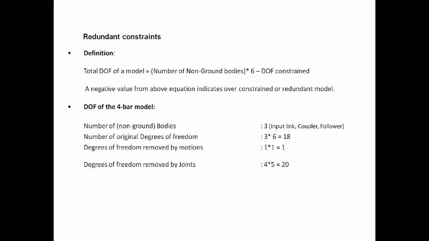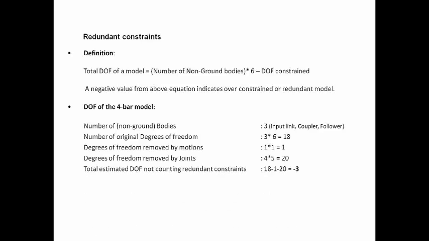As we have seen earlier for the model, these are the constraints. This is the DOF for the four-bar model. So what we had is an over-constrained model.